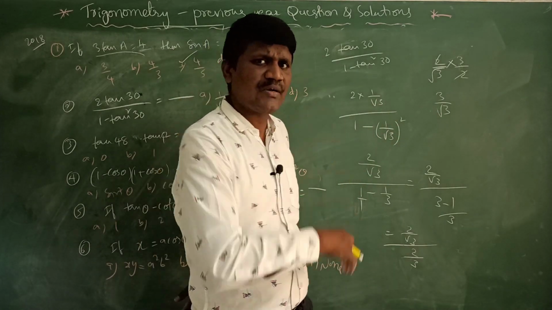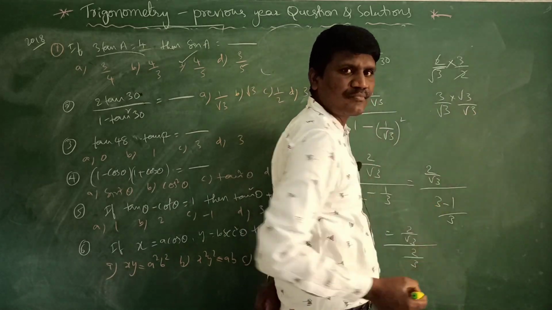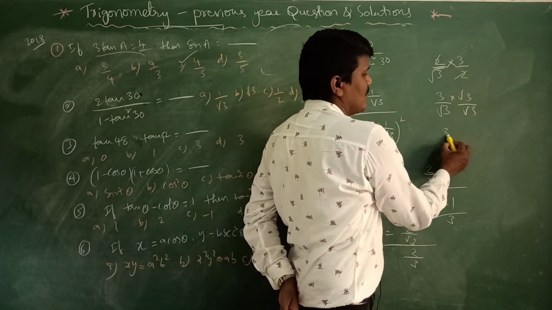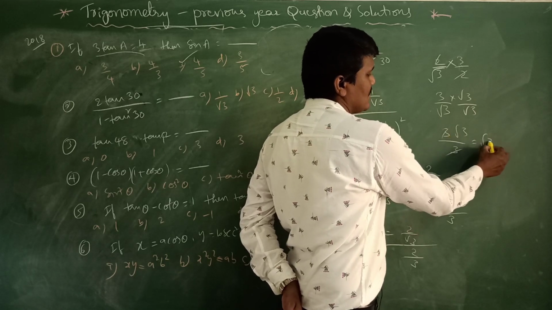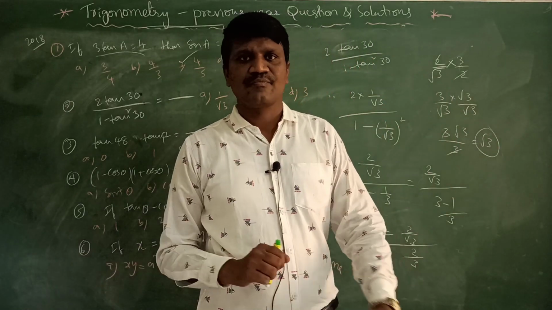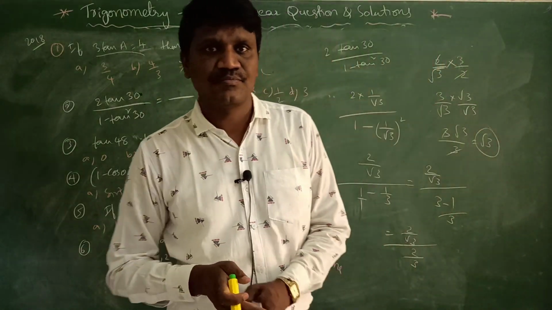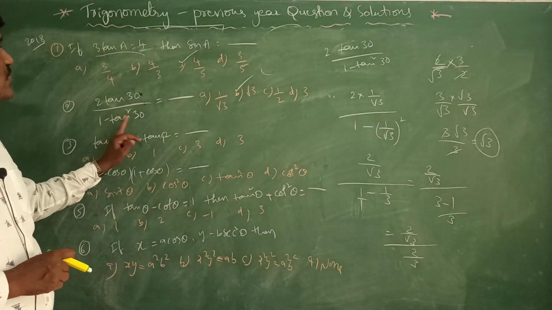So you know how to convert. For 3 by root 3, multiply by root 3 by root 3, converting irrational to rational. So this will be 3 root 3 by root 3 into root 3, which is 3. The 3s cancel, and the answer is root 3. Is root 3 present? Yes, B is the option. Okay students, so that was 2 tan 30 by 1 minus tan square 30.